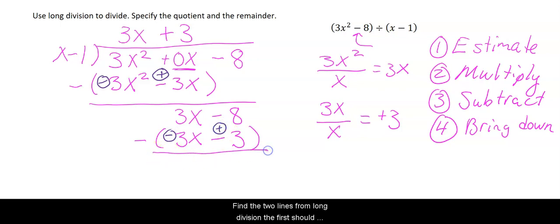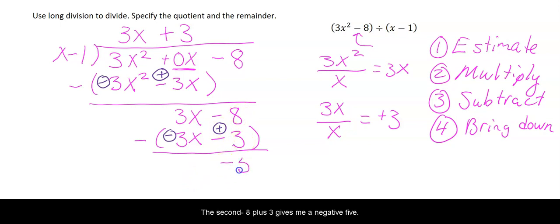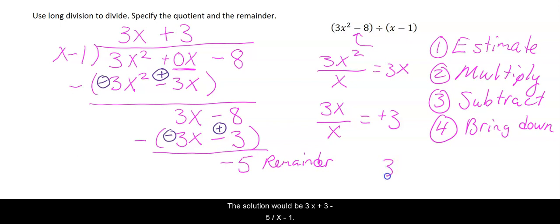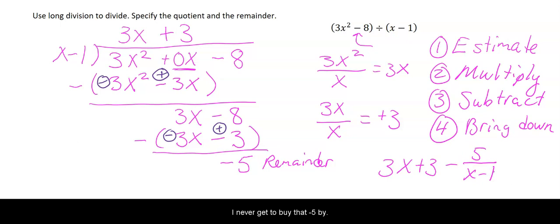Combine the two lines from long division. The first should always cancel out completely. The second, negative 8 plus 3, gives me a negative 5. The negative 5 is the remainder. The quotient is 3x plus 3. The solution would be 3x plus 3 minus 5 over x minus 1. I never did divide that negative 5 by x minus 1.